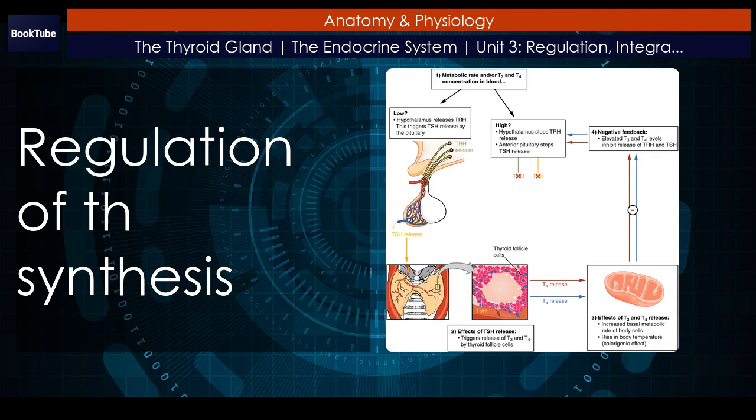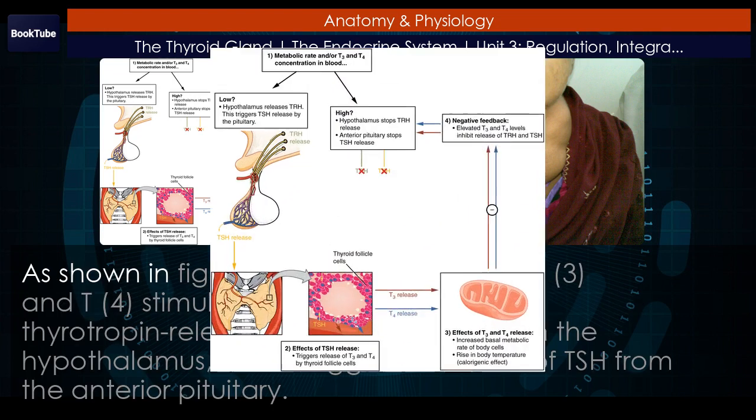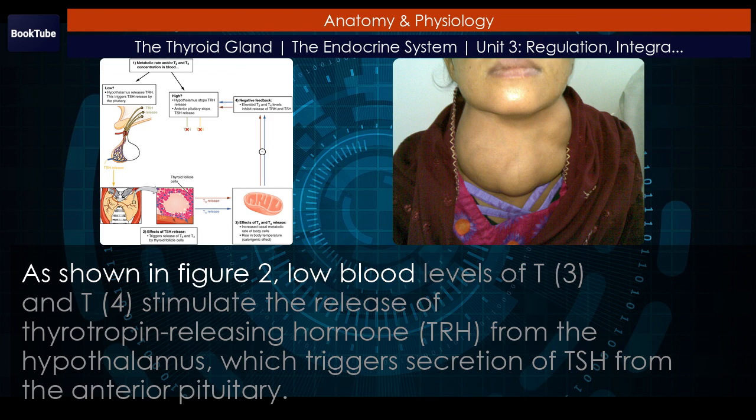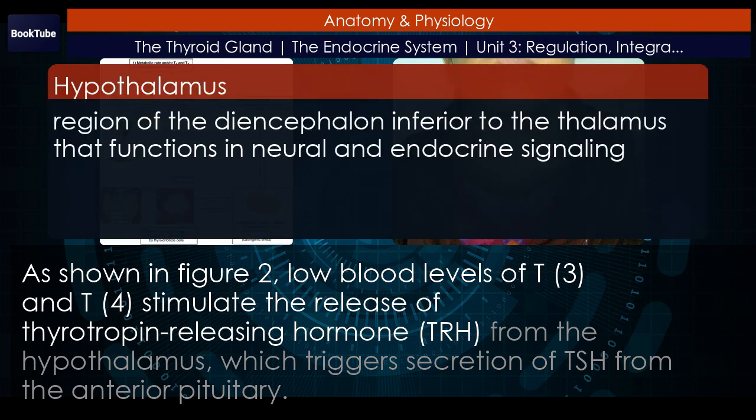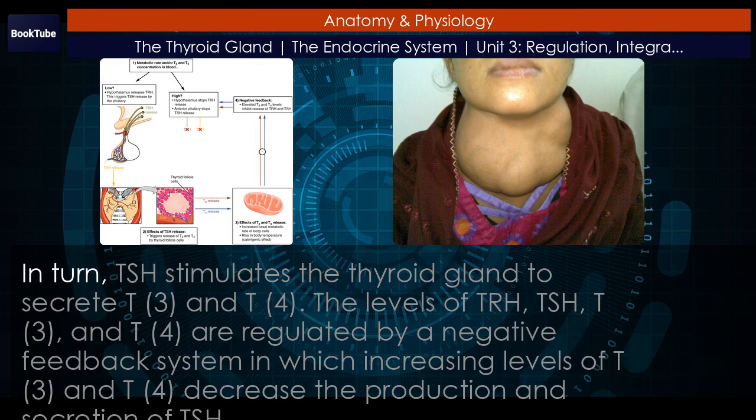Regulation of TH synthesis. The release of T3 and T4 from the thyroid gland is regulated by thyroid-stimulating hormone, TSH, as shown in Figure 2. Low blood levels of T3 and T4 stimulate the release of thyrotropin-releasing hormone, TRH, from the hypothalamus, which triggers secretion of TSH from the anterior pituitary. In turn, TSH stimulates the thyroid gland to secrete T3 and T4.